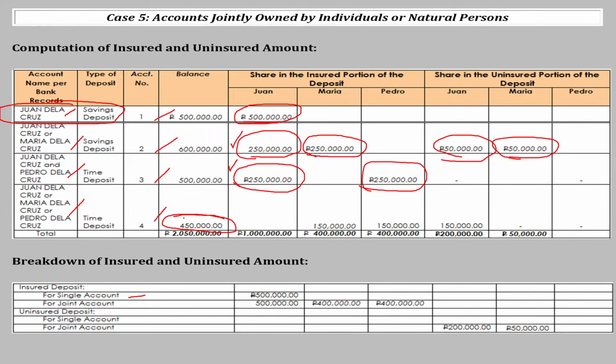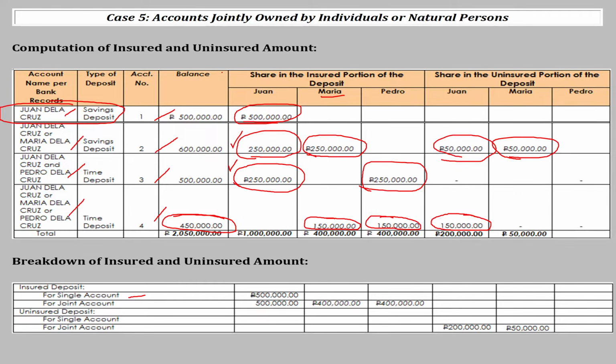So, yung 150 niya dito, eto siya. Magiging part siya ng uninsured portion of the deposit. Okay? Whereas, yung share naman ni Maria na 150,000 will be part of the insured portion. And the same is true with the share of Pedro. Sir, bakit yung kay Maria and yung kay Pedro, part siya ng insured portion?